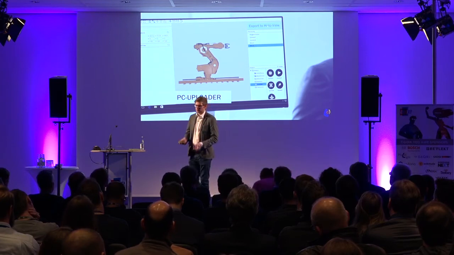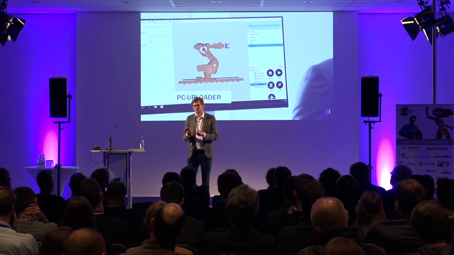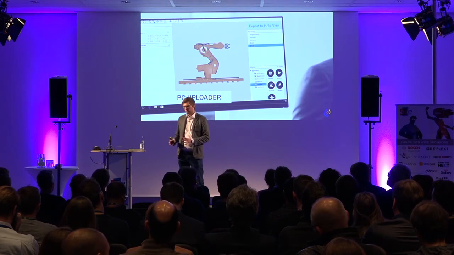And this is a problem also for designers, which we try to avoid by making a very fast way to create it on a computer and put it as fast as possible on a HoloLens.